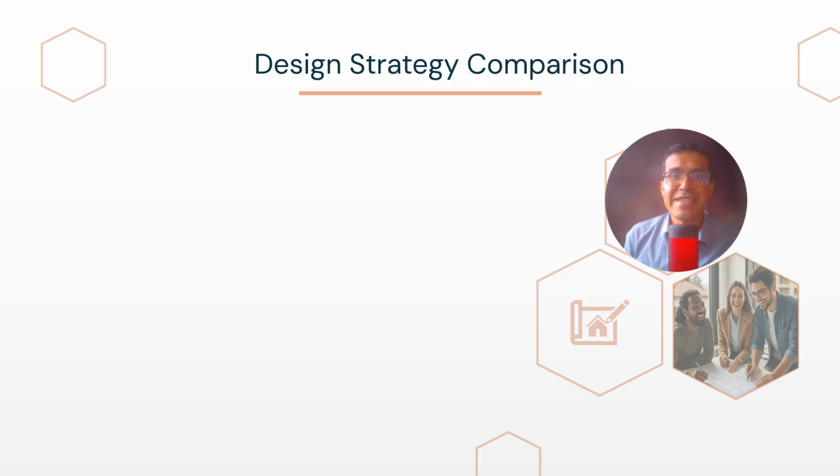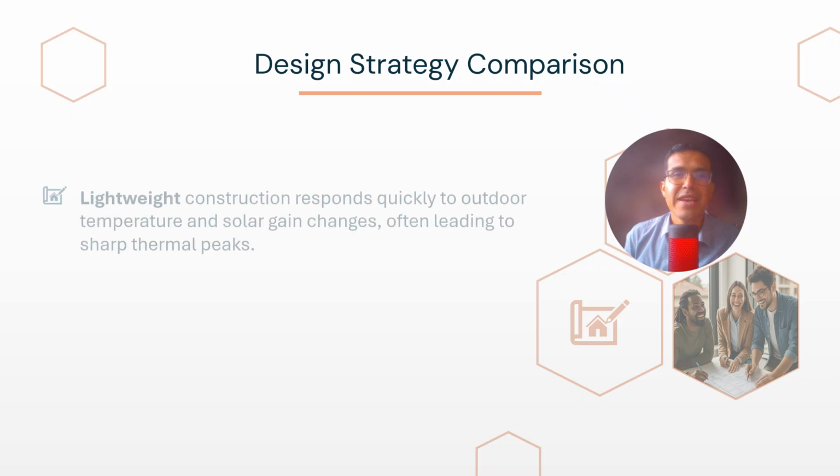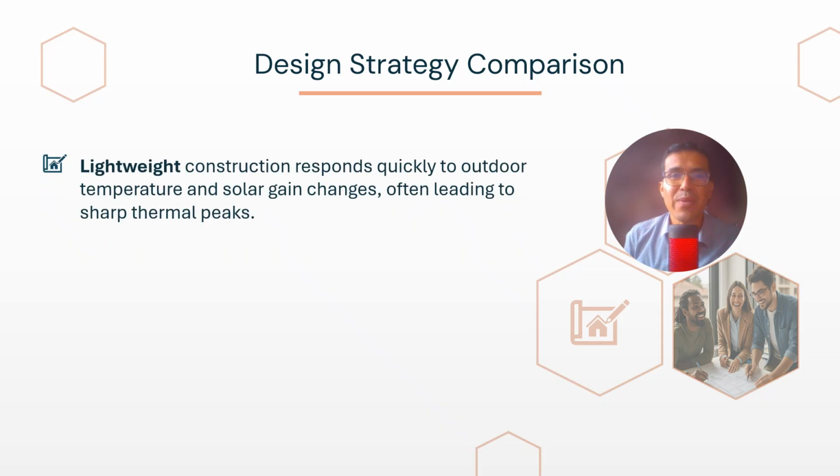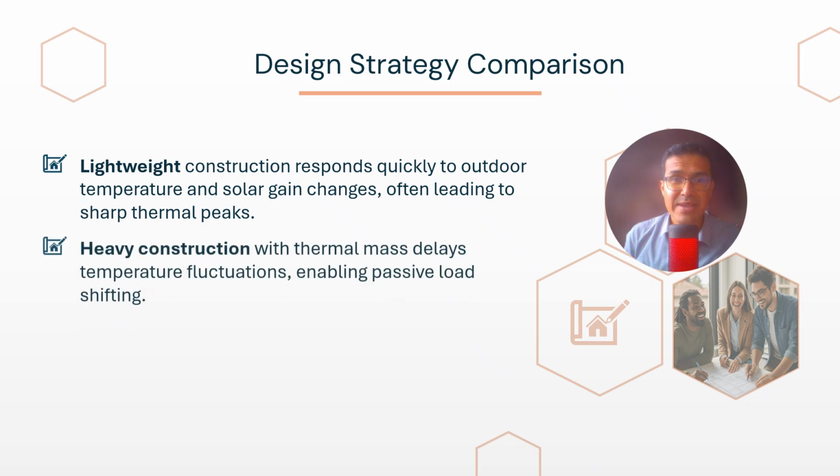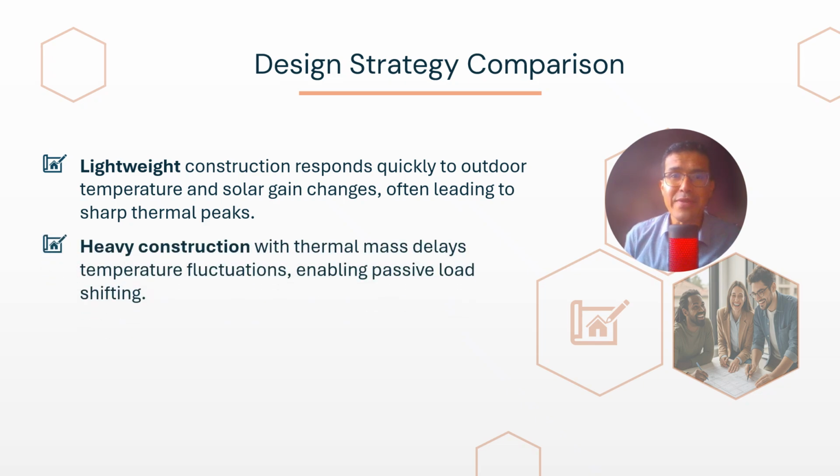Let's compare a few design strategies and how they influence thermal load behavior. Lightweight constructions respond quickly to outdoor conditions and solar gains, which can result in sharp and early thermal peaks, especially when paired with large unshaded windows facing the west. In contrast, heavy constructions equipped with thermal mass can delay these fluctuations, reducing peak load demands.